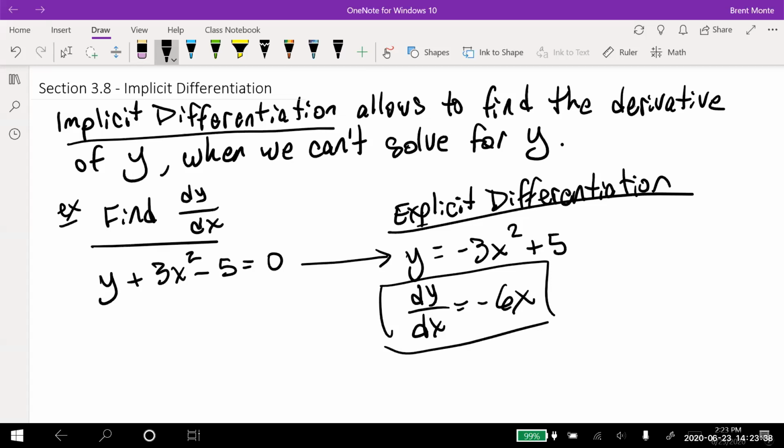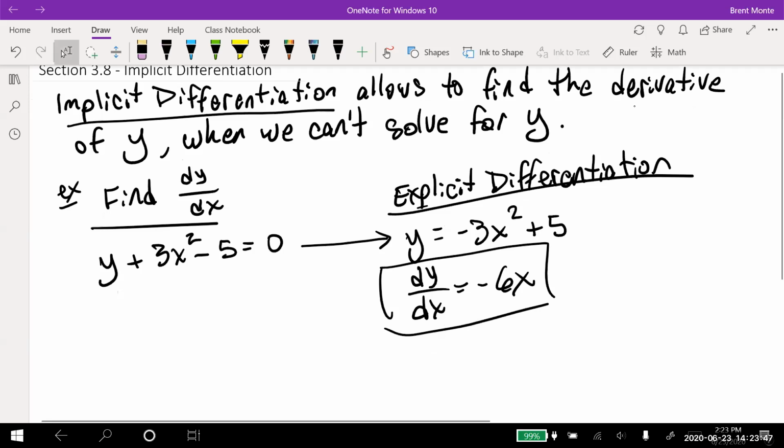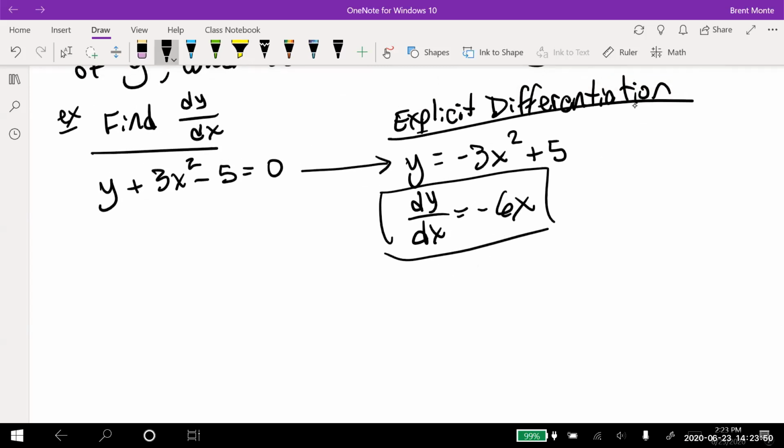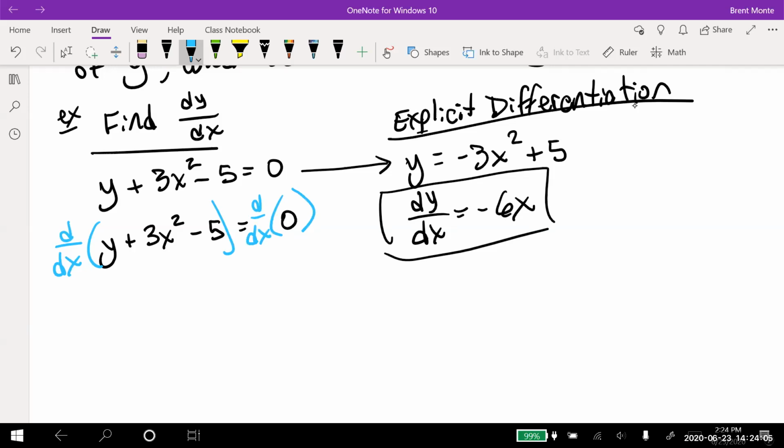But suppose I couldn't solve for y. So let's leave it in the form we have over on the other side, and we'll find the same derivative, but using implicit differentiation. So here's the idea. Here's what we do. Let's write this problem down again. y plus 3x squared minus 5 equals 0. I'm leaving a little room there because what I'm going to do is I'm going to say, hey, let's take the derivative with respect to x of both sides. Now remember, with the derivative of a sum or a difference, I can take the derivative individually and then add or subtract as appropriate. So I'm going to first take the derivative with respect to x of this y.